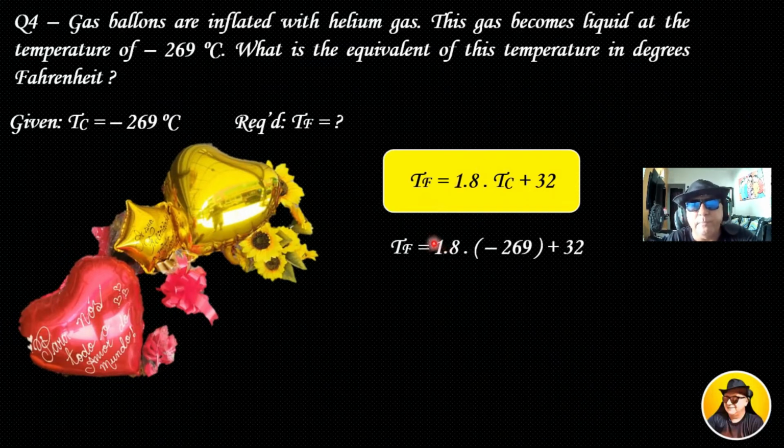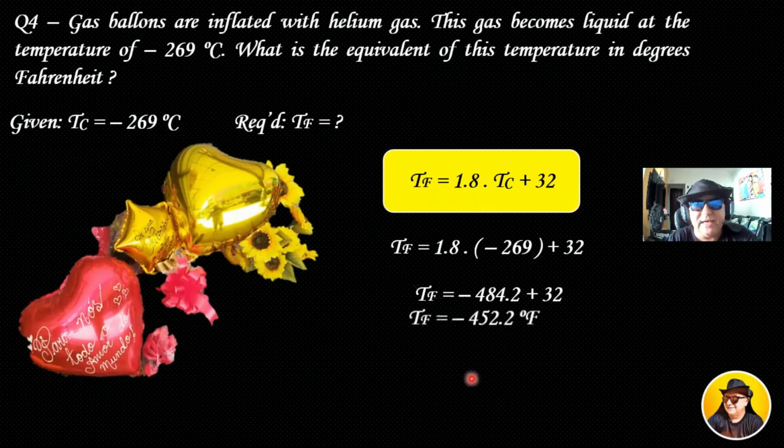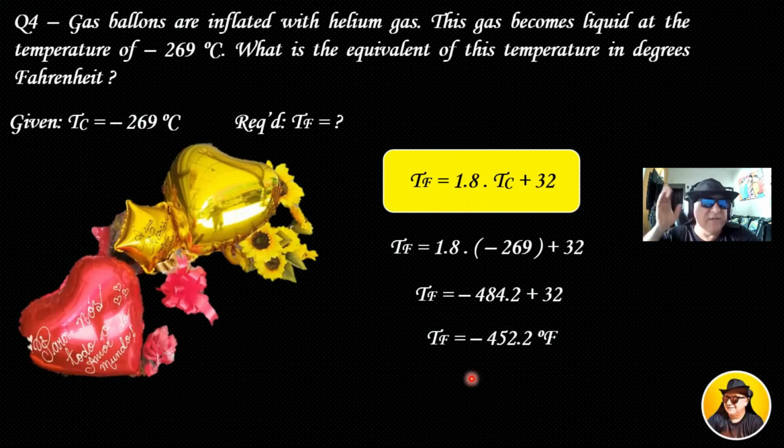Let's multiply first. Plus and minus is minus. So 1.8 times 269 is minus 484.2 plus 32. Remember what I told you before? Different signs, you have to subtract and give the sign of the largest number. All right. So TF, Fahrenheit temperature, is minus 452.2 degrees Fahrenheit. Okay. Is it okay?